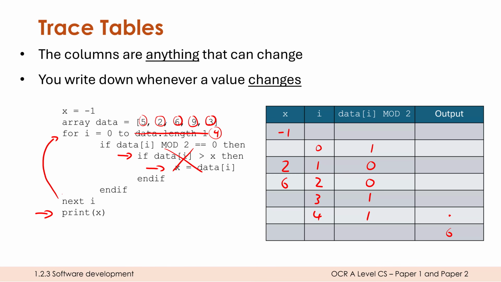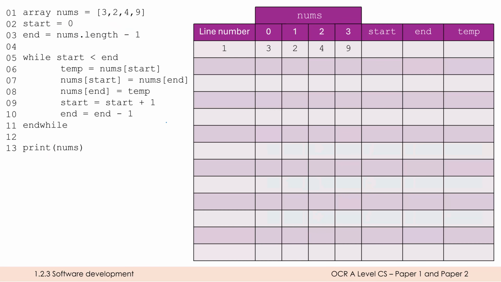You are going through slowly, methodically, one line at a time. Let's end with one more example. Practice definitely makes perfect with trace tables, so it's worth you pausing and trying this beforehand. This is a different style of trace table because we have line numbers being used here, which is done from time to time. We've also got array elements in this trace table as well, which is perfectly fine.